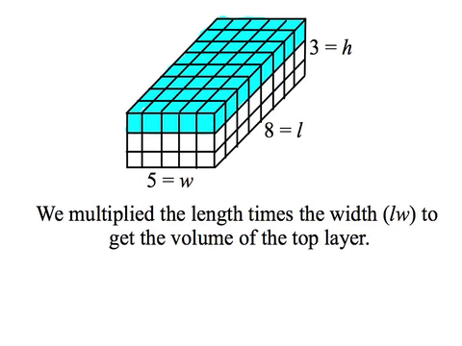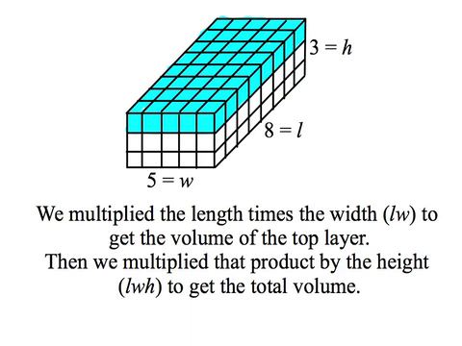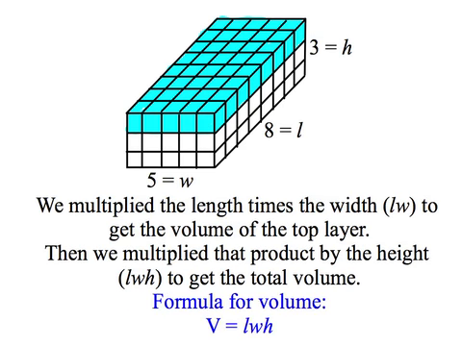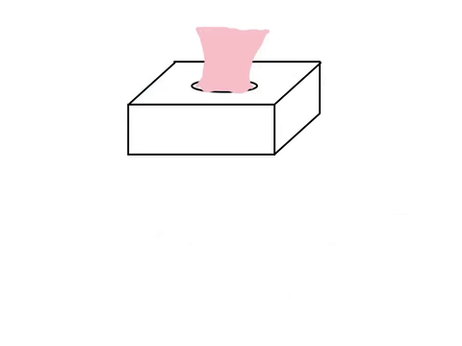We multiplied the length times the width to get the volume of the top layer. And then we took that and multiplied by the height to get the total volume. So if the top layer is LW, then it's LWH to get the total volume. And that leads to this formula. The volume of a box like this is the length times the width times the height.